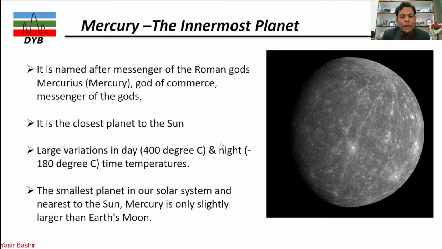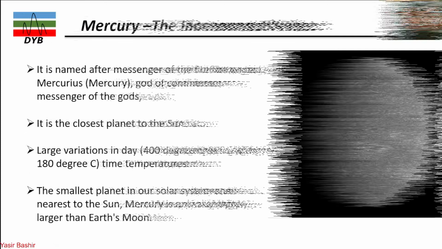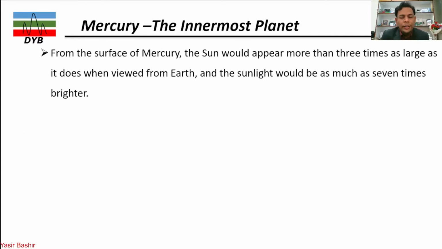It is the smallest planet in our solar system, and it's nearest to the Sun. Mercury is only slightly larger than the Earth's Moon. Further, looking at Mercury's properties, from the surface of Mercury the Sun would appear more than 3 times larger than when we view it from the Earth, and the sunlight would be as much as 7 times brighter. Why? Because it is nearest to the Sun.